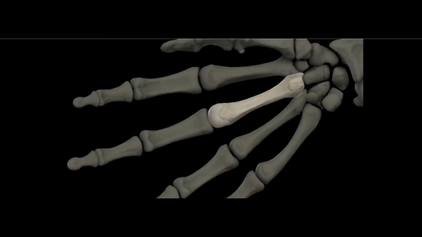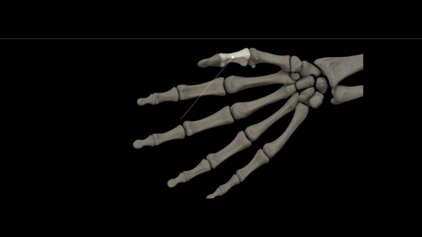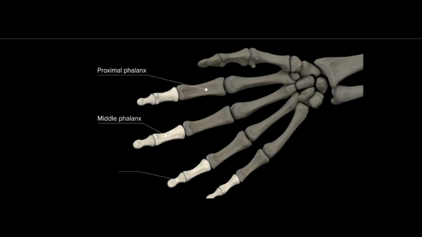In terms of the phalanges, the thumb has 2 phalanges, the proximal and distal phalanges. All other fingers, from the index to the small finger, have 3 phalanges, the proximal, middle, and the distal phalanx.